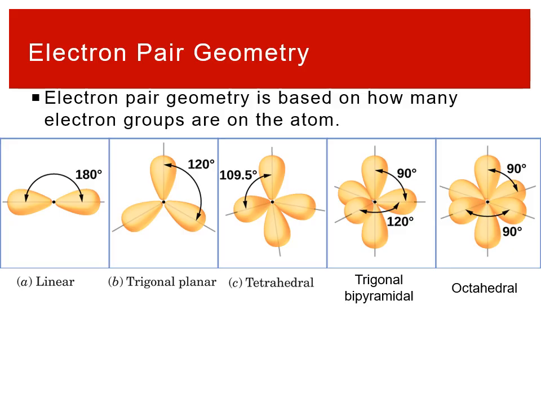The VSEPR ideas that we previously learned about for determining shape still apply to molecules that don't follow the octet rule. Electron pair geometry is just based on the number of electron groups. If there's 2, it's linear. If there's 3, it's trigonal planar. If there's 4, it's tetrahedral. Once we move into expanded valence, it's possible to have 5 or 6 electron groups, and those have their own associated electron pair geometries called trigonal bipyramidal and octahedral, respectively.